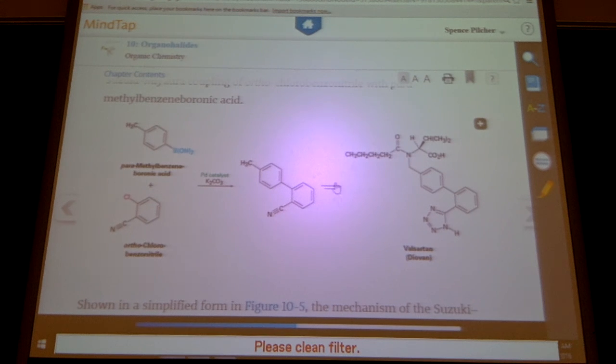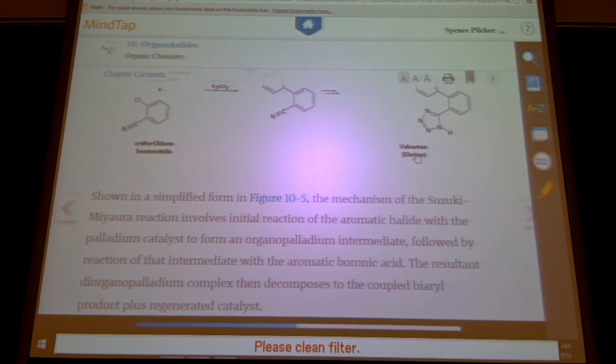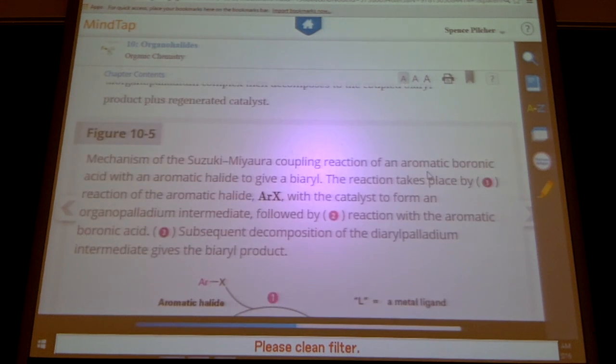So here's an example of the Suzuki reaction. So again, aromatic compound with boron. Here I have my aromatic halide. So I couple them together, and so this is showing you a synthetic process. There's a few more steps after that to make this compound, this pharmaceutical.